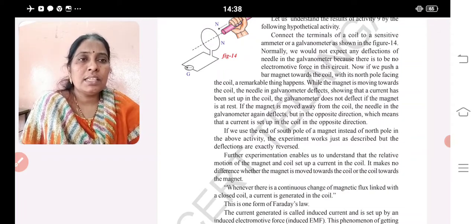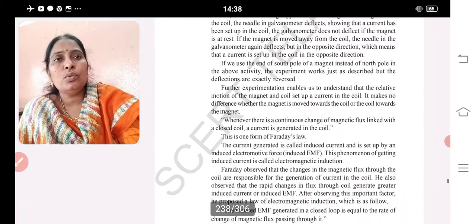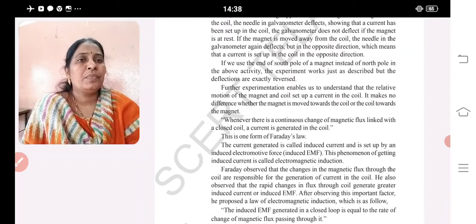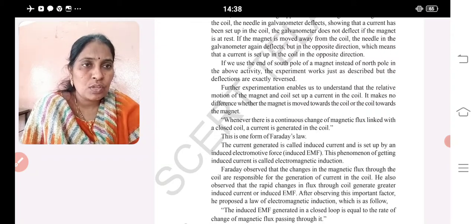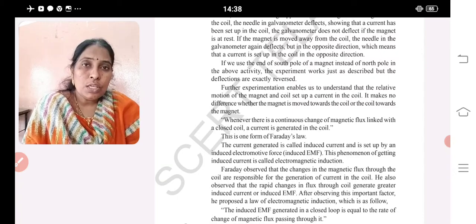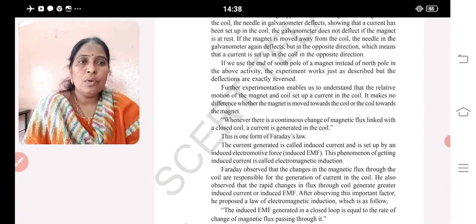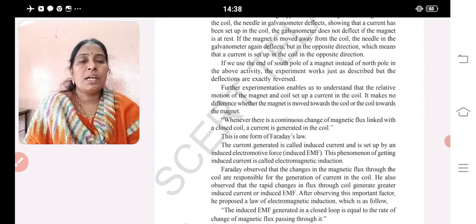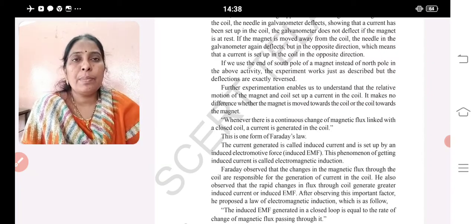The current generated is called induced current, and it is set up by the induced electromotive force, EMF. Faraday observed that changes in the magnetic flux through the coil are responsible for the generation of current in the coil. So the induced EMF generated in a closed loop is equal to the rate of change of magnetic flux passing through it, and this is known as Faraday's law. What is Faraday's law?